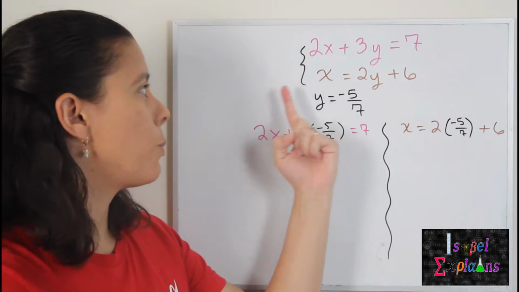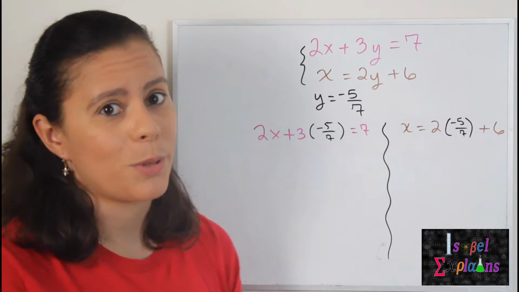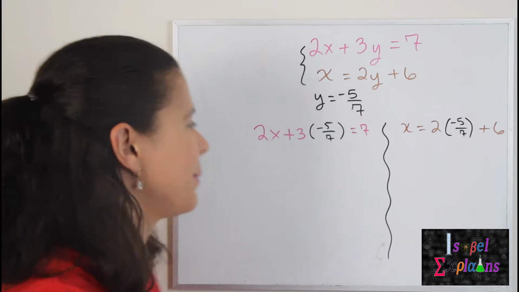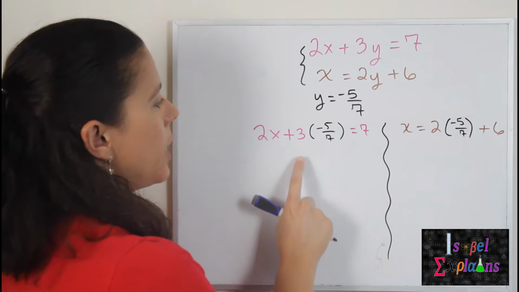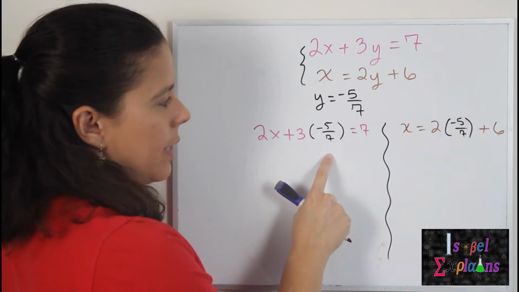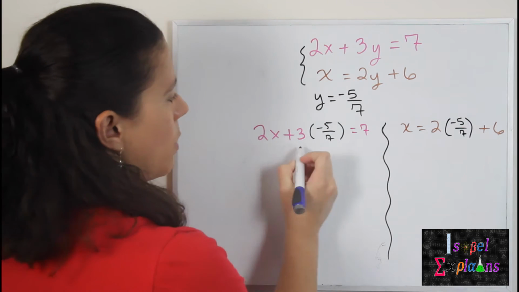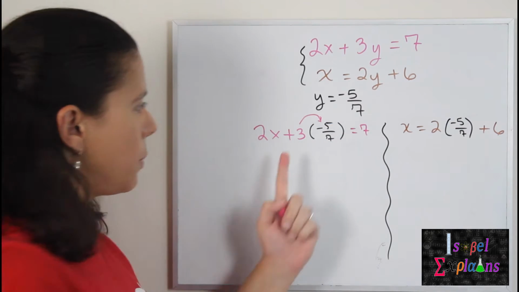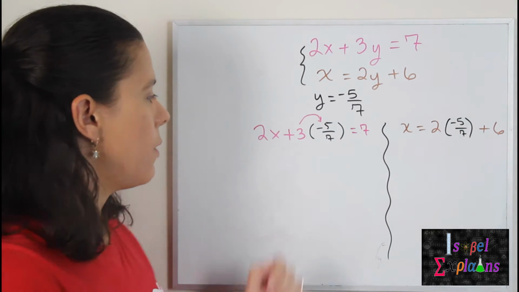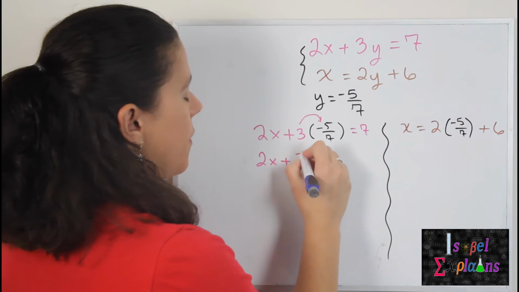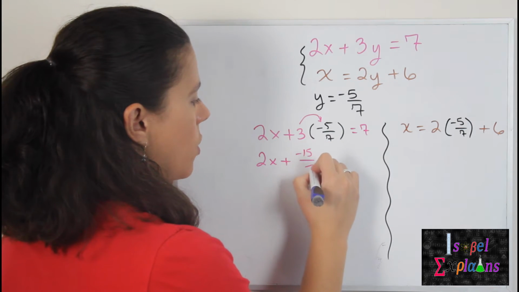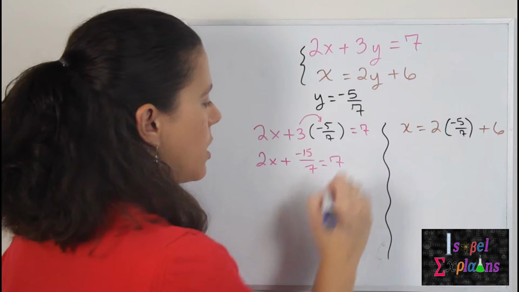My preference would be this one because the x is already isolated, but that's just me. Let's do it. So in this one I have 2x plus 3 times -5 over 7 is equal to 7. So what I'm going to do is multiply the 3 times the -5 over 7. So this is 2x plus -15 over 7 is equal to 7.